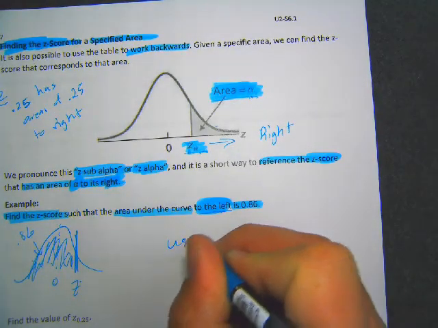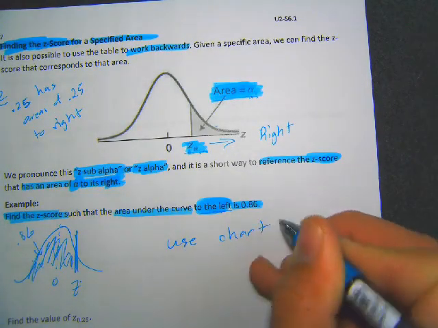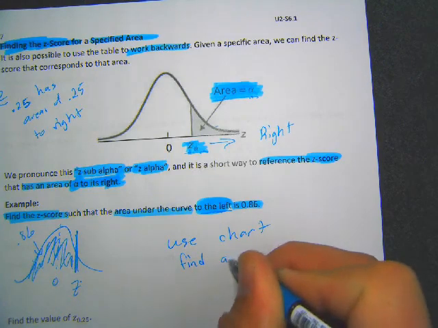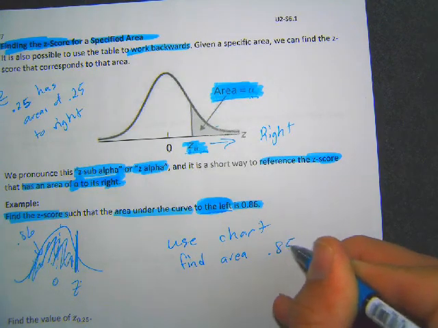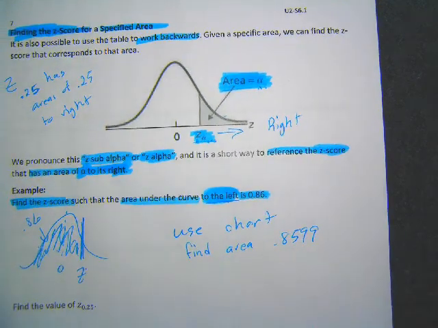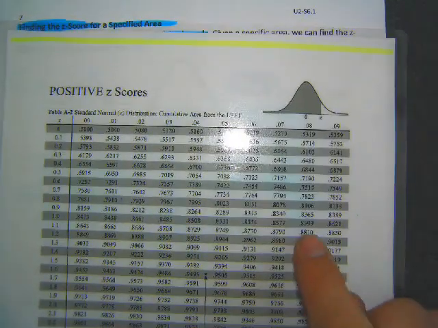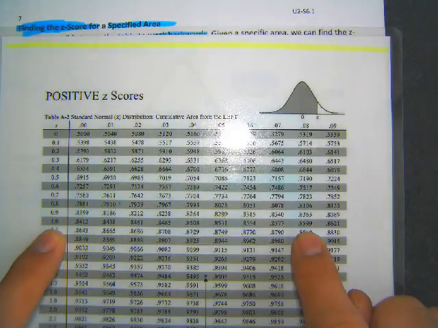So I use the chart. Find area 0.8599. And then we'll use that to get the z-score. So 0.8599 has a z-score of 1.08.